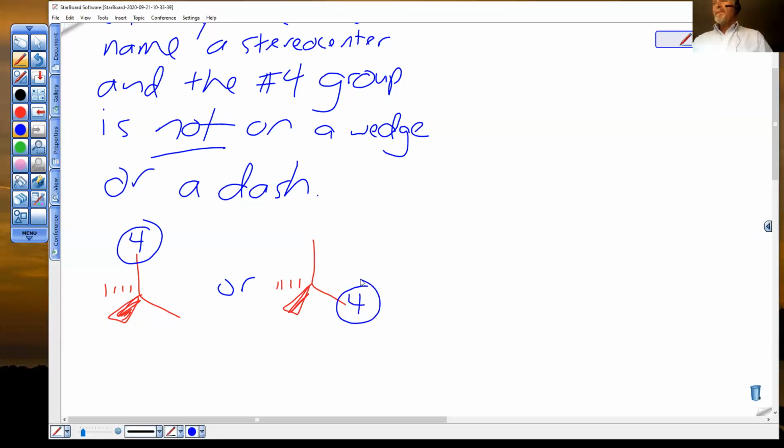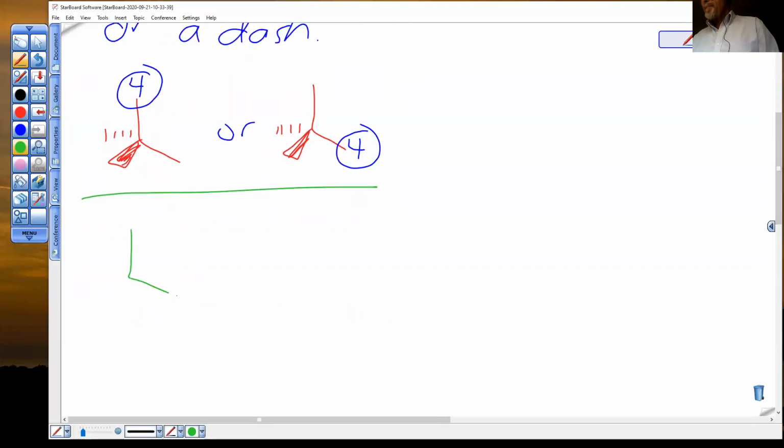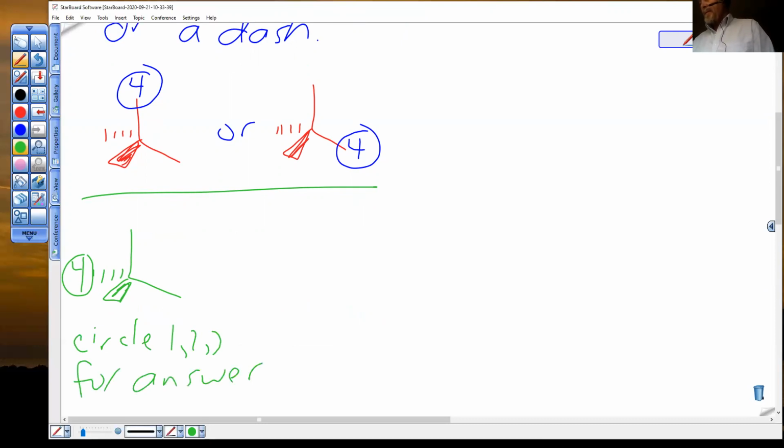The other 2 examples, you don't need it. The other 2 examples being 4 on a wedge already. Circle 1, 2, 3 for answer. And the other one is circle 1, 2, 3 for the wrong answer.